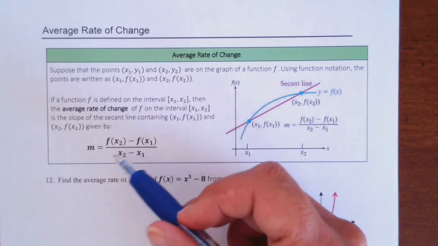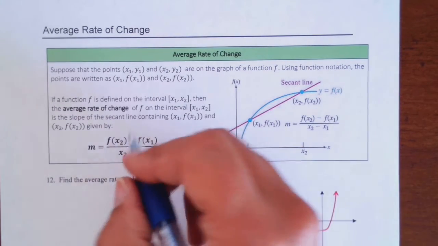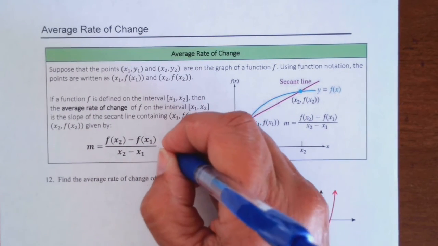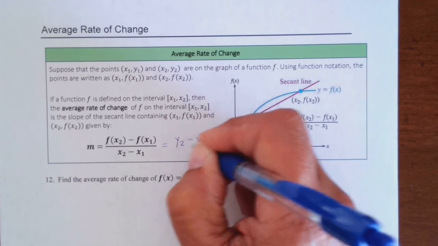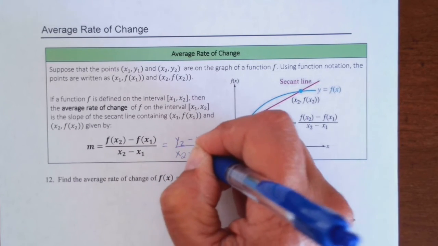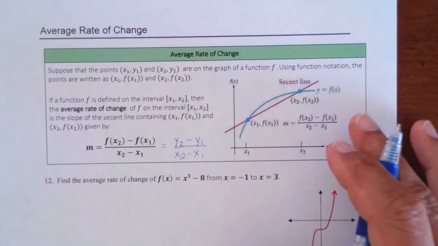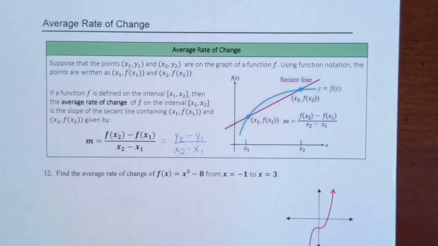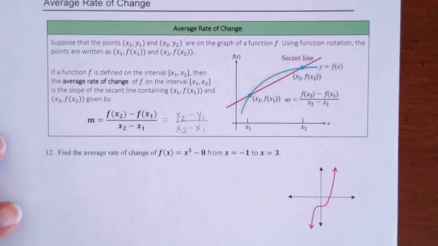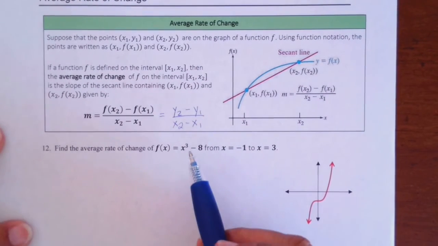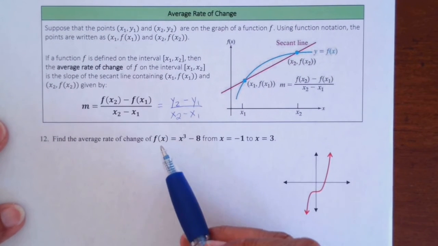And this right here is just the formula for slope. So remember, f of x2 is the same thing as y2, and f of x1, same thing as y1. So hopefully you guys remember that slope formula. Okay, so that's all we're doing to find the average rate of change. So you're going to need your x and your y values to do this. All right, so find the average rate of change for this function.